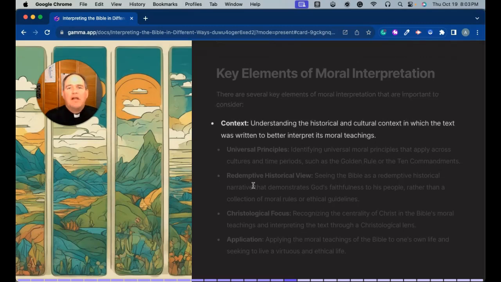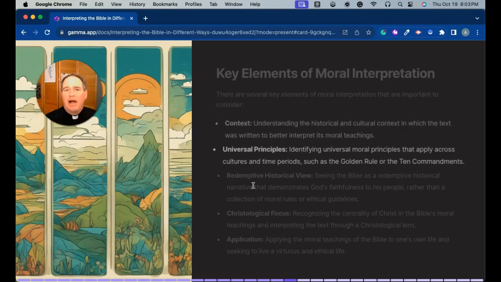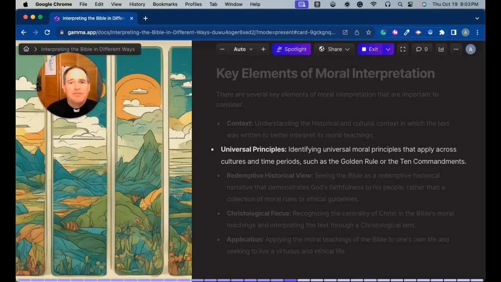The first thing is we want to look at the context. Where was it made? What was the historical background? Are there universal principles that apply across cultures and time periods, such as the Golden Rule or the Ten Commandments?